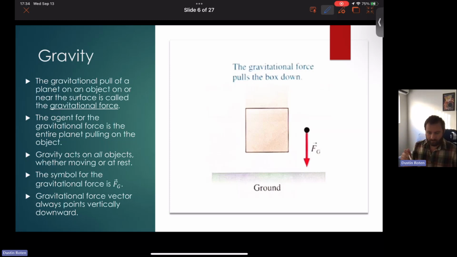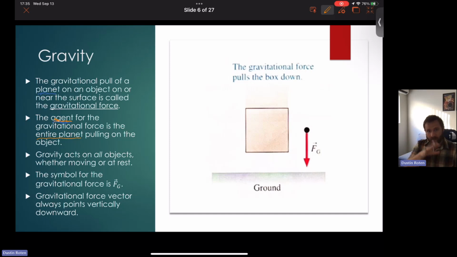So in terms of gravity, the gravitational pull of a planet on an object is essentially the gravitational force. So when you're talking about gravity, generally you're going to talk about a whole planet. So this is the pull of a planet, and it's on an object on or near the surface. So in this case, the agent. This might be a little hard to see, so I'm going to change colors. Agent, much better. Okay, so the agent for the gravitational force is the entire planet. So in this case, all of Earth pulling on the box over here on the right.